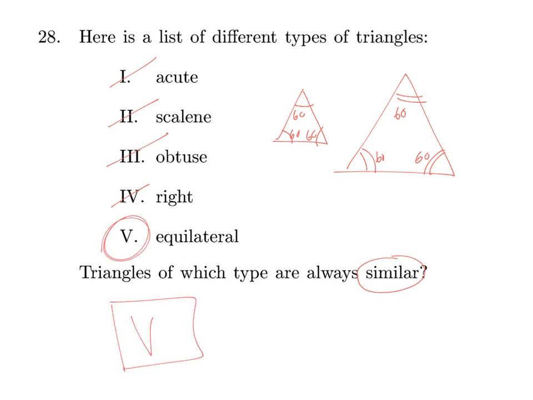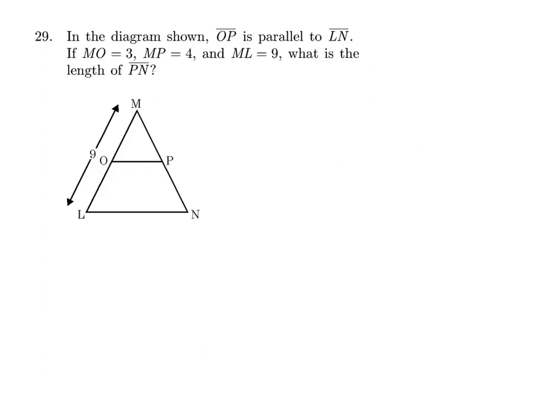Done. All right, in the diagram shown, OP is parallel to LN. These are parallel here. If MO equals 3, MP equals 4, ML is 9, they already put that on the diagram for us. What is the length of PN?